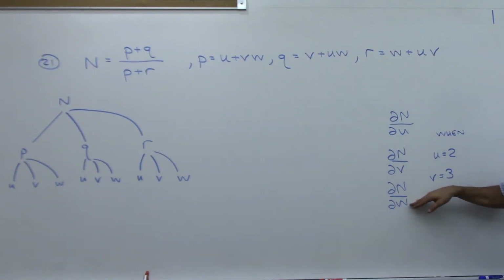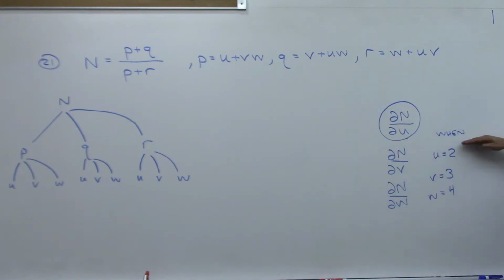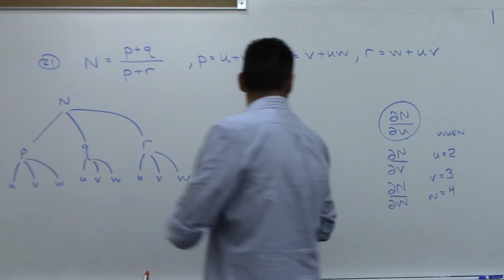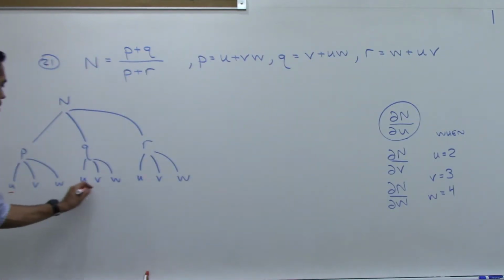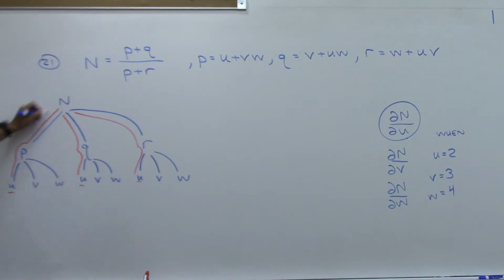These are the three partials. And I'm just going to do one of them. I'm going to do this one when U is 2, V is 3, W is 4. So that means I'm going to be going down the paths that lead me down to the U's. So I've got to come down here and then down, down here and then down, down here and then down. So down this path right here, because N splits, I'm going to have partial N with respect to P.